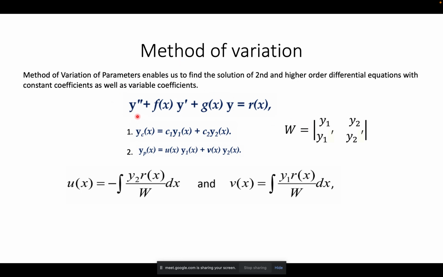So you have y''(x) + f(x) y'(x) + g(x) y(x) = r(x), right? In order to solve this differential equation by the method of variation, you first need to find the complementary function of the homogeneous part. Once you write the complementary function, which is yc(x) = c1 y1(x) + c2 y2(x), you can get what the y1 and y2 functions are.